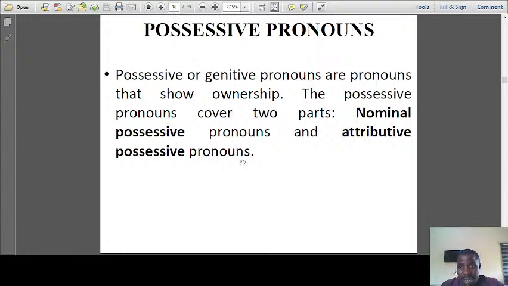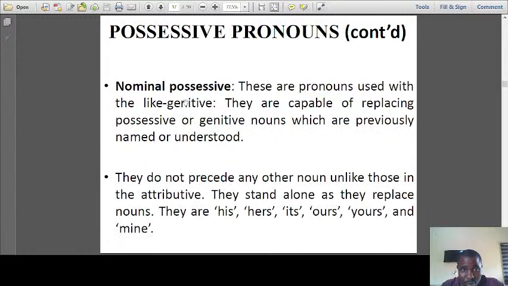Take note of the two because it's going to be confusing with determinants. Nominal possessive pronoun and attributive possessive pronoun. I'm going to differentiate so that you know the difference between the two. Now look at the nominal possessive here. These are pronouns used with genitive. They are capable of replacing possessive or genitive nouns which are previously named or understood. They do not precede any other noun.